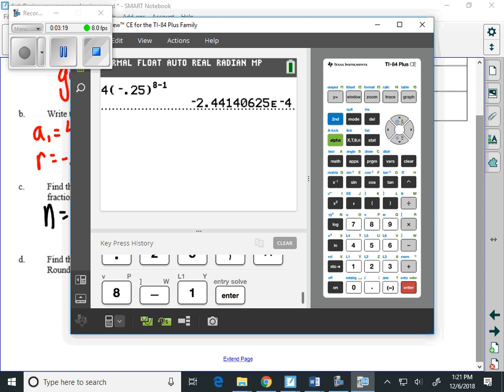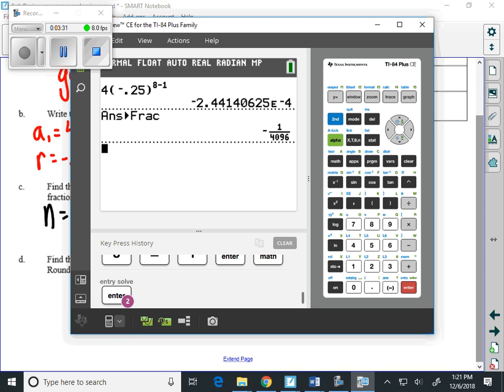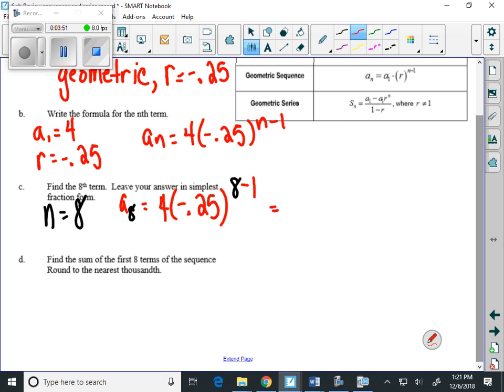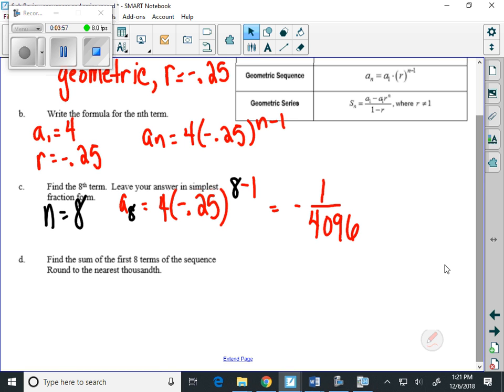And I'm not quite sure what's going to happen because I didn't use -0.25. I used the actual fraction on my paper. But let's see if we hit math, enter, enter, if that will work. And sure enough, it converts. So what I did is I hit math, enter, and then enter one more time, and that will give us our simplest fraction form, which is -1/4096.